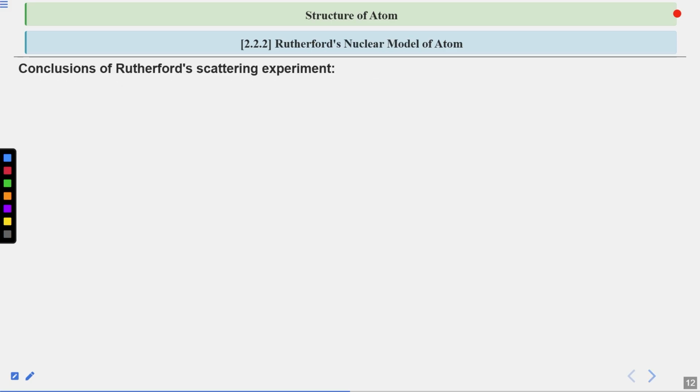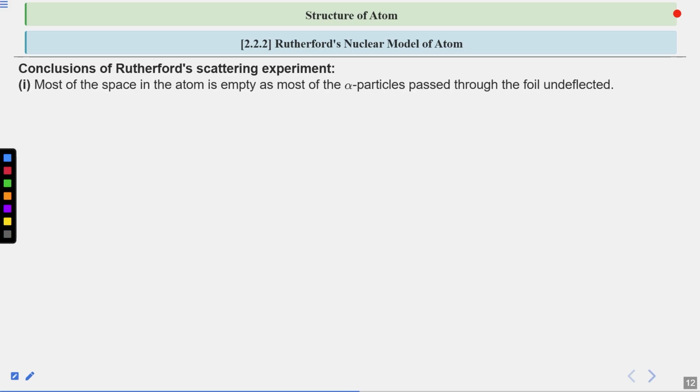So let us first of all conclude this Rutherford scattering experiment. What are his conclusions on seeing the observations? First is that most of the alpha particles are passing directly, because they are not getting deflected. It means that inside this atom, most of the space is vacant, and that is allowing our alpha particles to pass directly. This is the first conclusion he made from the observation.